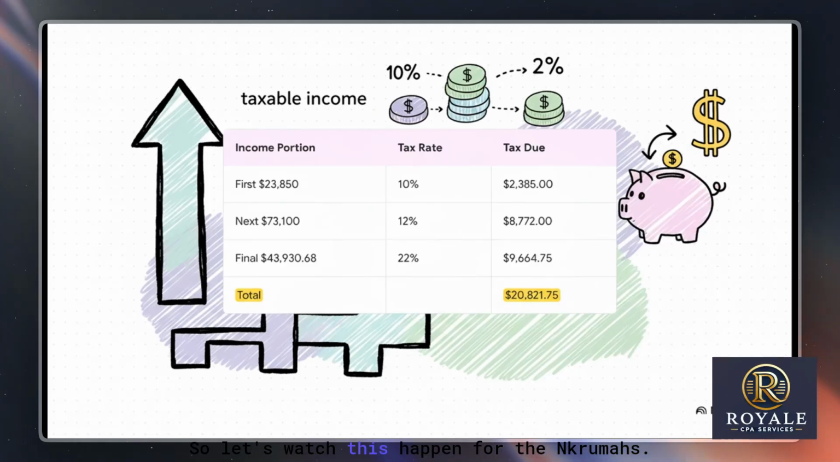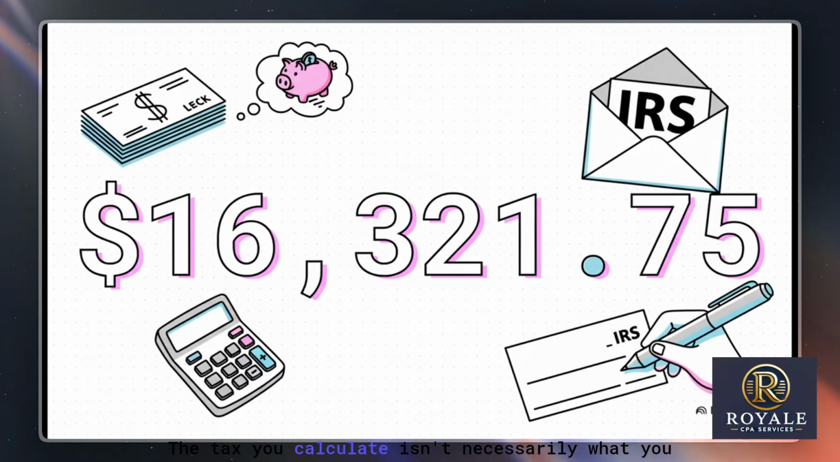So let's watch this happen for the Nkrumahs. After all their deductions, their taxable income is about $140,000. So the first chunk of that gets taxed at 10%. The next big piece fills up the 12% bucket, and then the final amount spills into the 22% bucket. You add up the tax from each of those buckets, and you get their total income tax, $20,821.75.